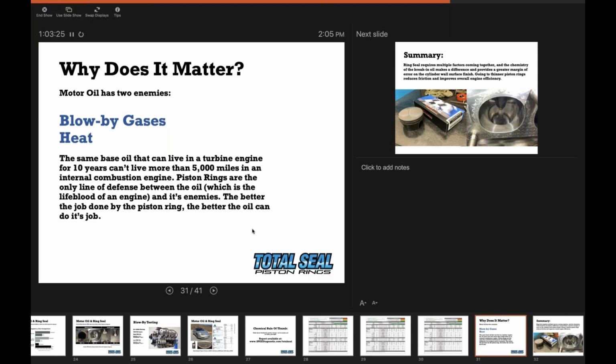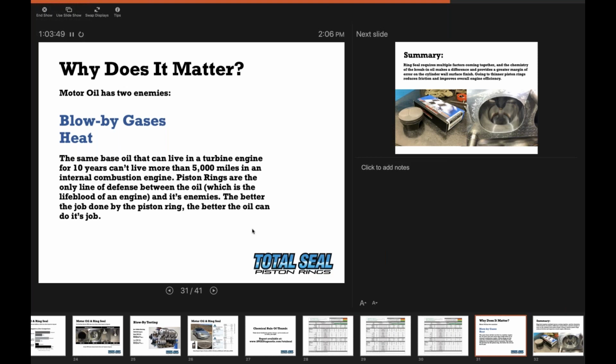The difference between an internal combustion engine, a turbine engine, and a transmission is blow-by. The more blow-by you get, the shorter the oil life, period. End of story. So that's why ring seal is so important, because if you can get better ring seal, that means you have less blow-by, which means your oil will live longer and work better.